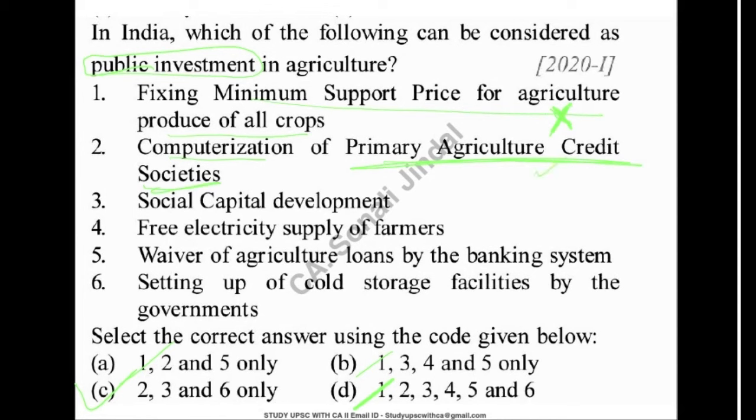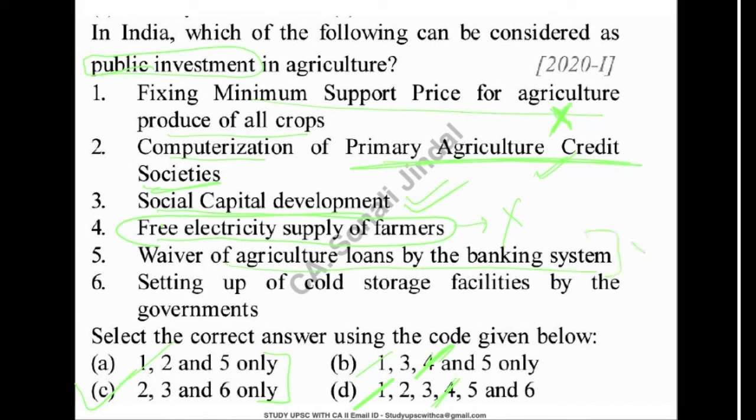Computerization of primary agricultural credit societies. Yes, this will benefit in long term. Social capital development. Yes. Free electricity supply of farmers. No. This will benefit in that year only. You can eliminate fourth. Then you will be left with A and C.